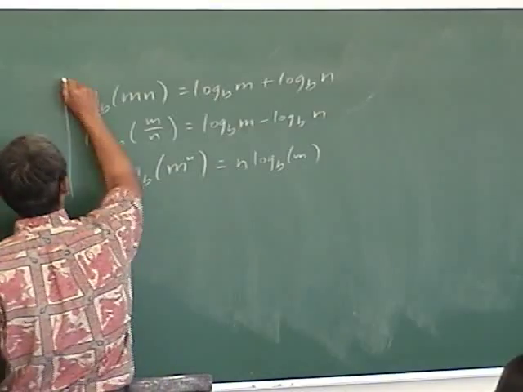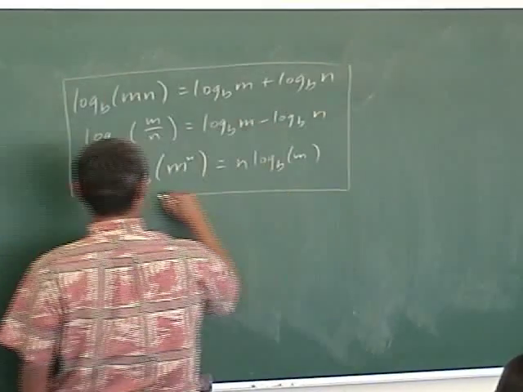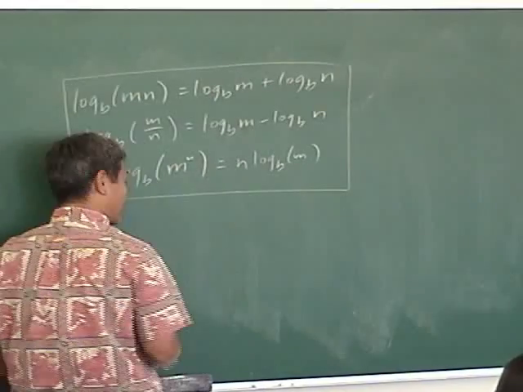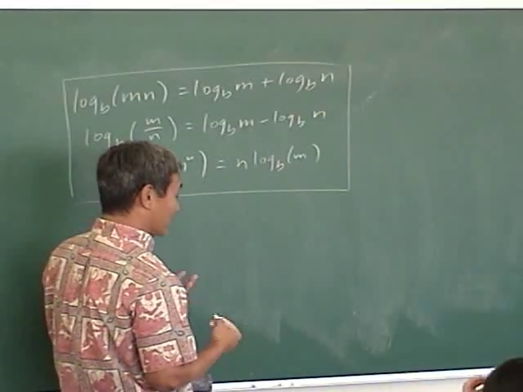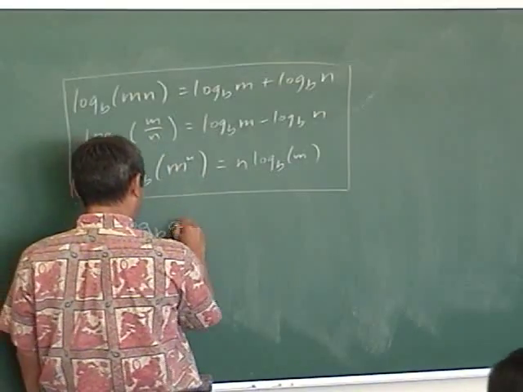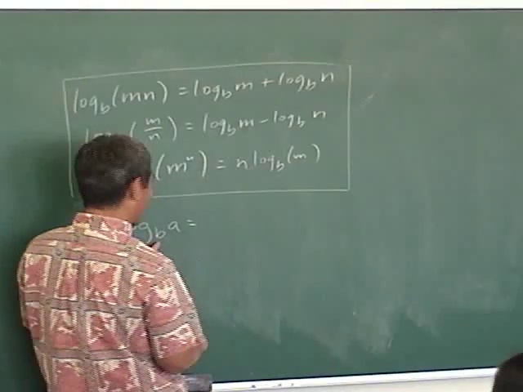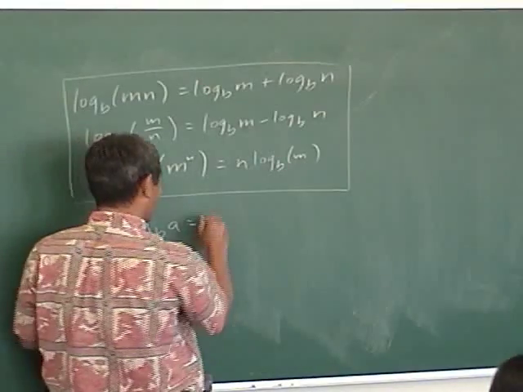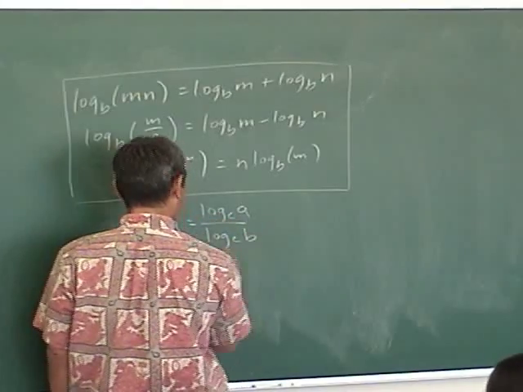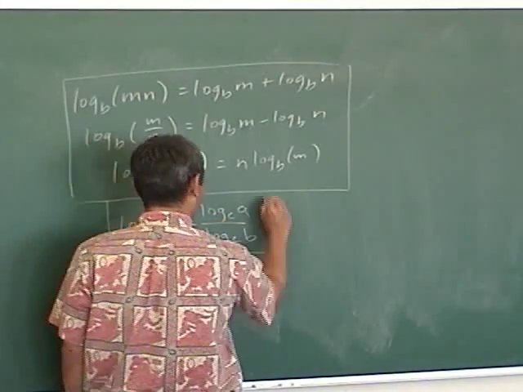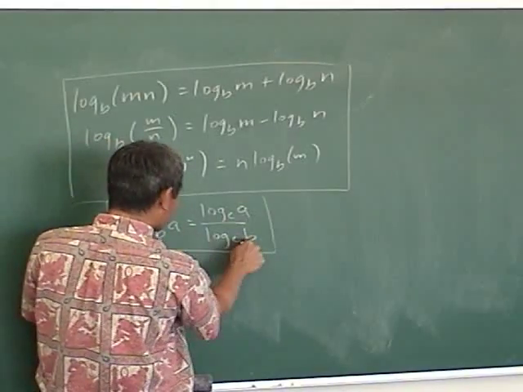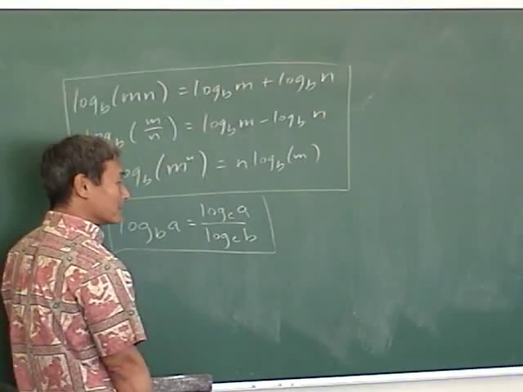Anyway, these are your 3 laws of logarithms right there. And then the change of base formula. If you have a logarithm that you just can't work with, you can change it to a different base. So log base b of a is equal to, let's say you want to change it to base c, log base c of a all over log base c of b. This is the change of base formula. It's easy to remember because the top one goes on the top and the bottom one goes on the bottom. What could be easier?